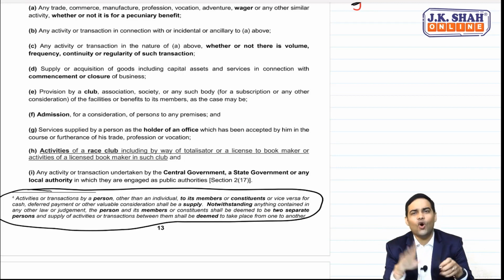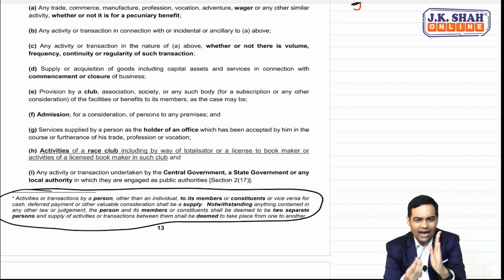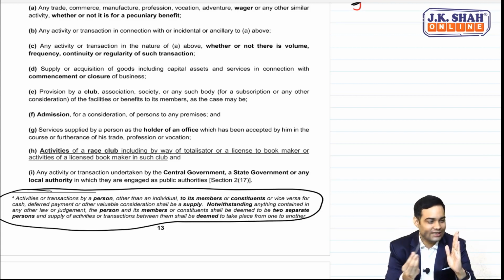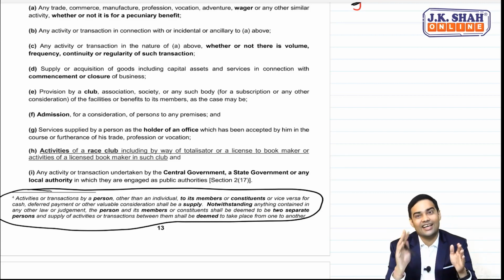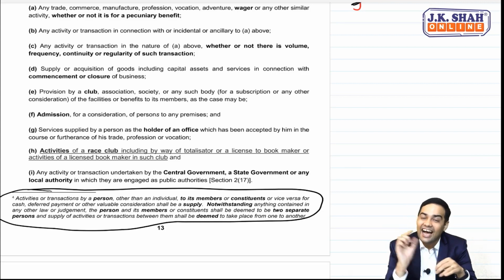Now, we have always learnt that association and its members are different. Any activity carried out by the association for its members would be liable to GST. In fact, we had read some exemptions also regarding association and members. Let me give you a recall of that. Residential Welfare Association, charging maintenance up to 7,500 per month per member, will enjoy an exemption. We had read this in the exemption chapter.